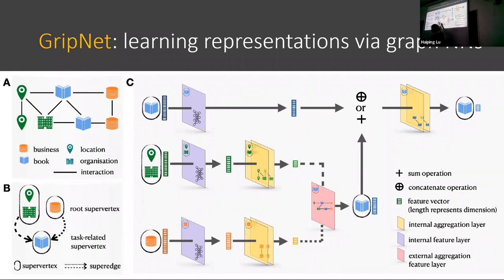Then for different super vertices, we start from a raw representation. We use graph convolutional networks to aggregate the information within each super vertex, aggregating the information from different nodes, because the books are connected to each other. So you collect the information from the neighbors, and then we have an updated representation.